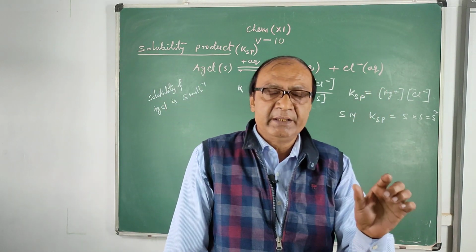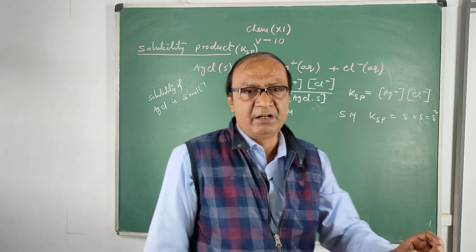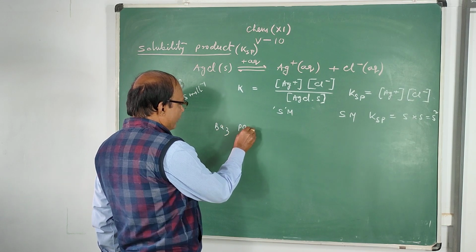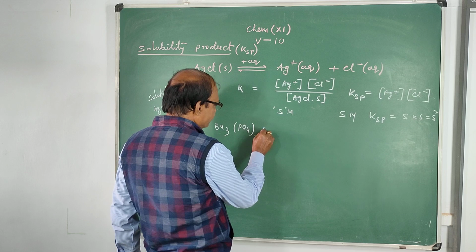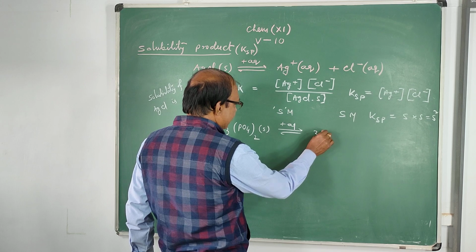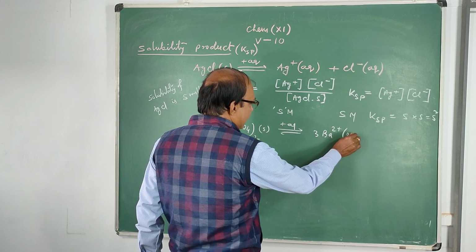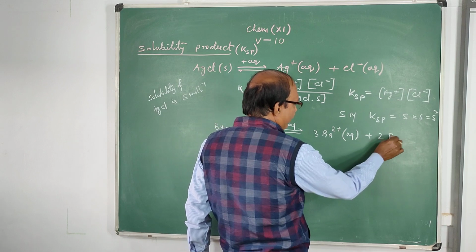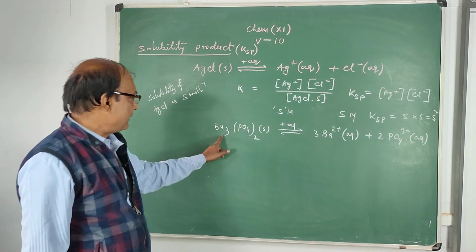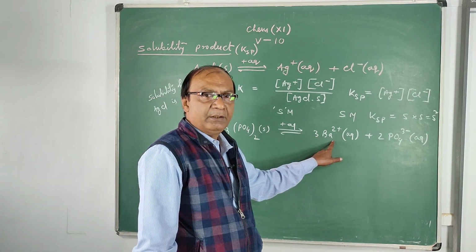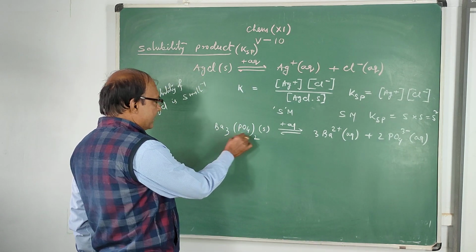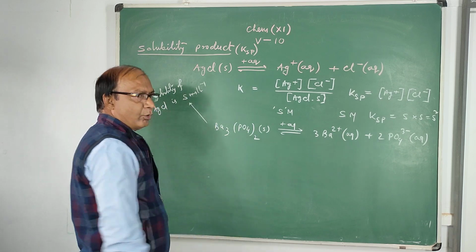But if you change the type of salt, for example, take another salt, barium phosphate, Ba3(PO4)2. It is a solid, and it dissociates in water to form 3 barium ions and 2 phosphate ions. Now consider its solubility. The solubility of barium phosphate in water is S mole per liter.